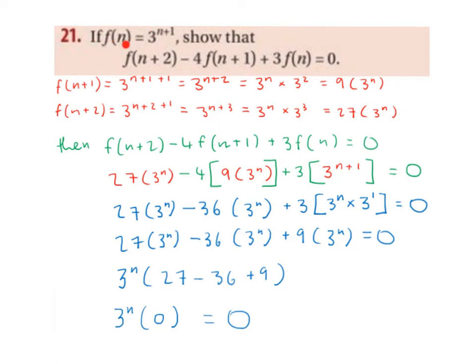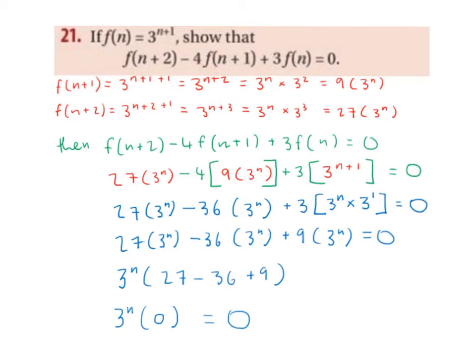If f(n) is equal to 3^(n+1), show that f(n+2) - 4f(n+1) + 3f(n) is equal to 0. So we're going to start off by figuring out what f(n+1) is.